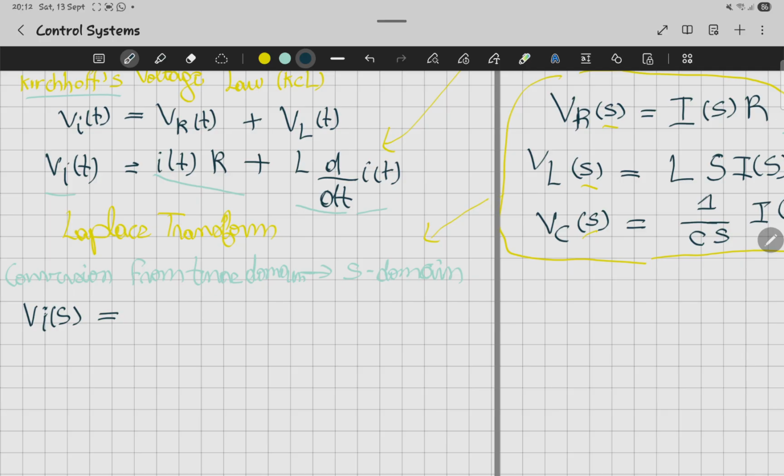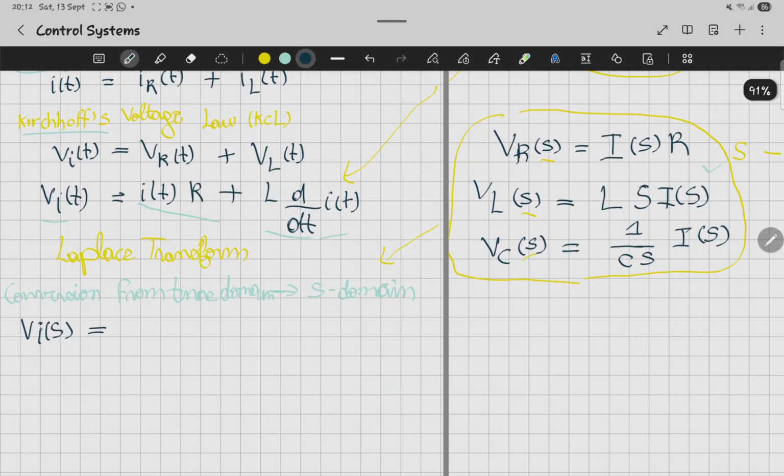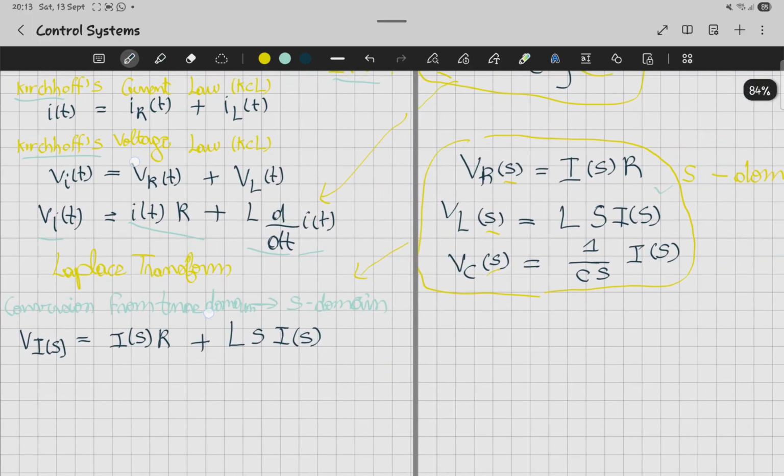Okay, it will be equal to, let me just rewrite this equation correctly. So since we're moving from time to S domain, that's why we're making the current a capital I, and everything else has to be in capital. So we're going to get something like this: (R plus LS) times I(S). Okay, so once you get this equation, you can now solve for the current.